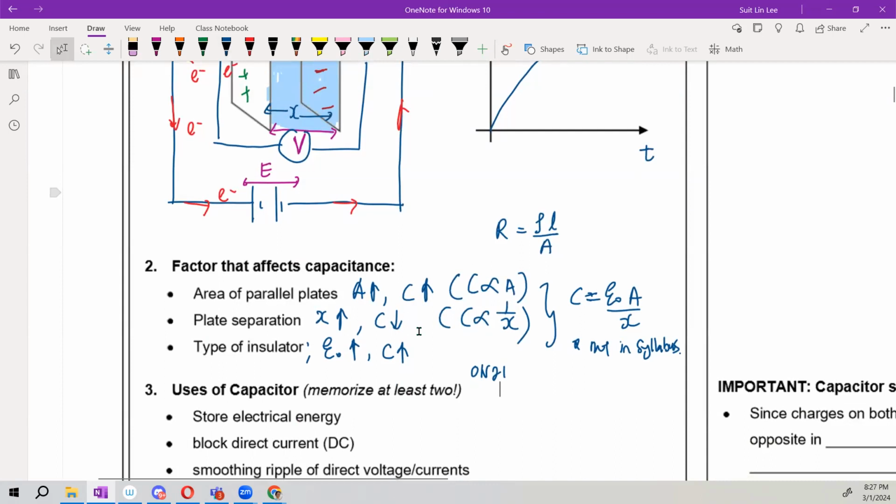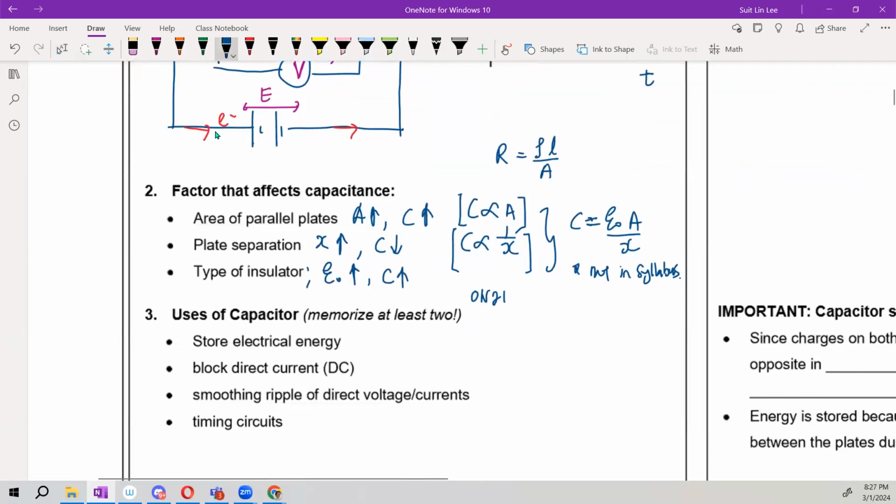Just FYI. But if they want you to apply the concept, it's not so much that they want you to use the new equation, but more so they want you to be able to tell, okay, now I bring the plates closer, what happens to the capacitance? Or I use a larger plate, what happens to the capacitance? Okay, uses of capacitors are as follows.